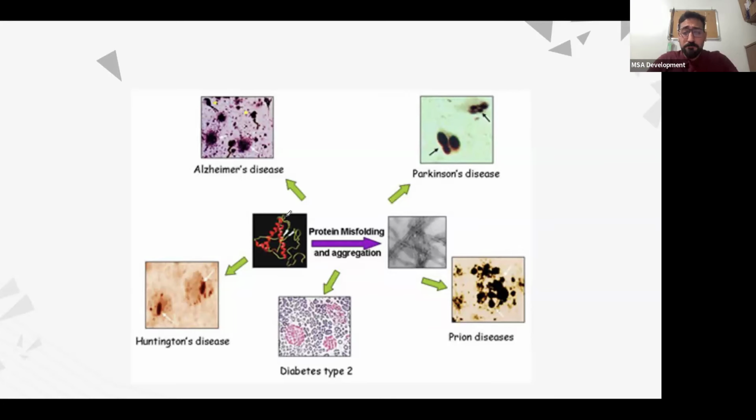Okay, so here we have different diseases that are related to protein misfolding. So we have neurodegenerative diseases such as Alzheimer's disease, Parkinson's disease, Huntington's disease. We also have diabetes, prion disease. One, two, three, four will be discussed, inshallah, in the next couple of slides. And these happen due to protein misfolding and ultimately aggregation.